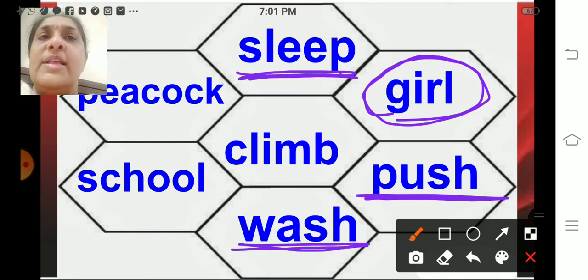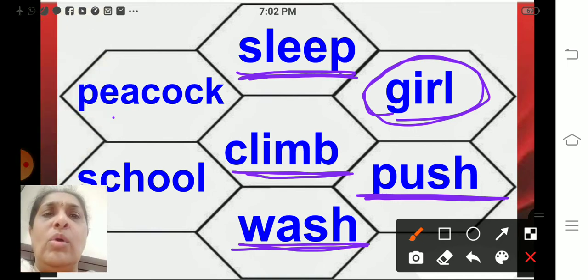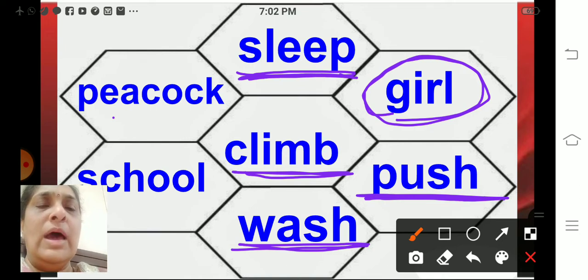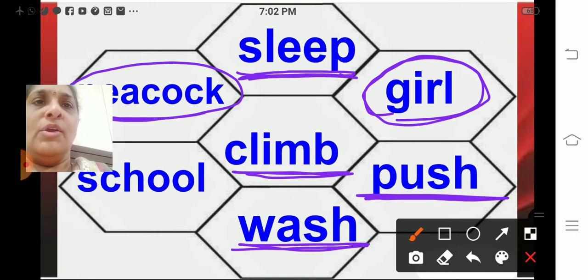Climb. Is it a noun or a verb? Verb. So what will you do? Underline it. Okay. Peacock. So peacock is a noun or a verb? Yes, it's a noun. So what will you do? You will circle it.